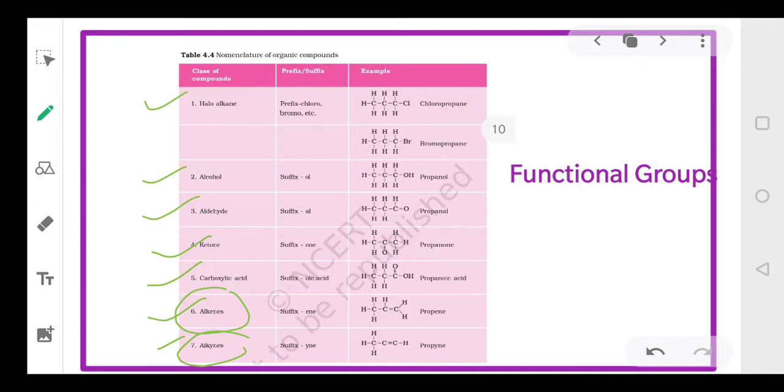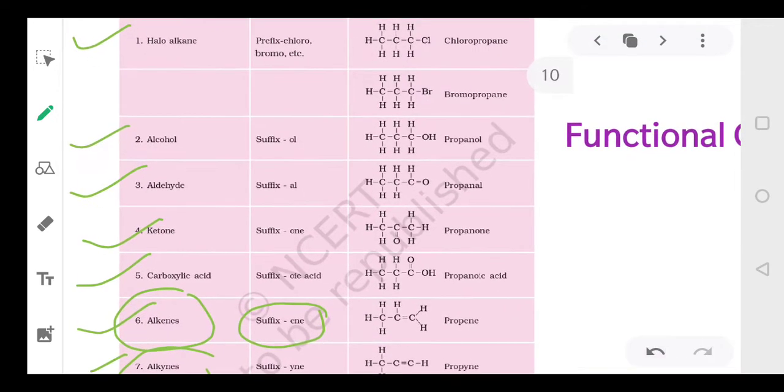Alkenes have a suffix which is called -ene, and this -ene means there is a double bond between the carbon atoms. Second is alkynes. Alkynes have a suffix which is called -yne, Y-N-E, and they have a triple bond between the carbon atoms. So alkenes have a double bond, alkynes have a triple bond.